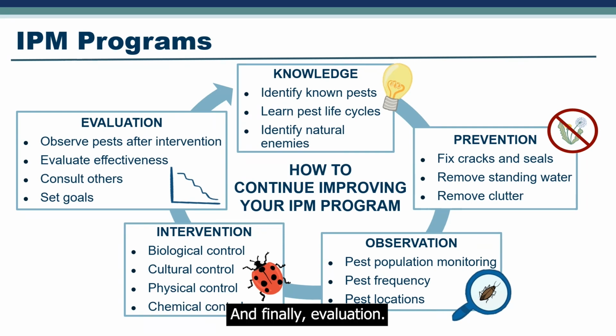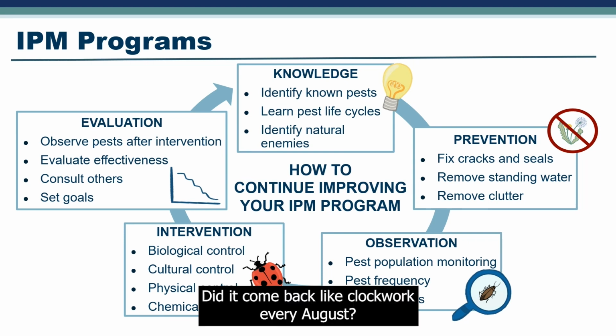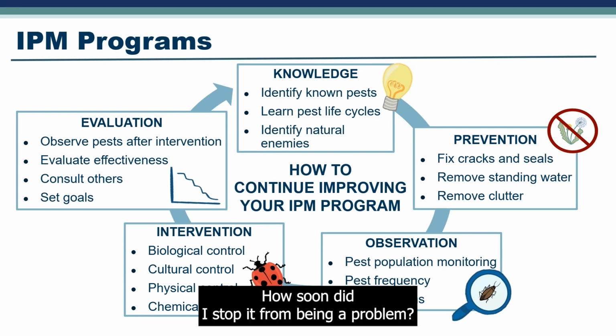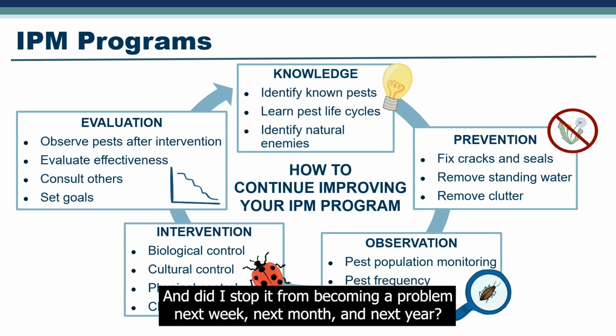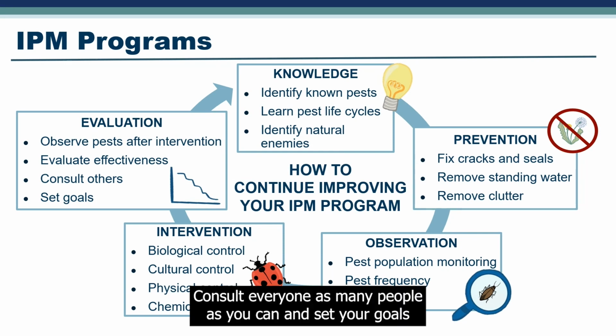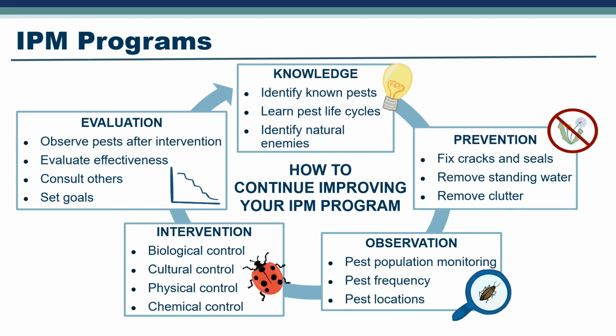And finally, evaluation. Keep looking, keep finding out. Did I make a difference? Did it come back in a week? Did it come back like clockwork every August? Evaluate the effectiveness. How soon did I stop it from being a problem? And did I stop it from becoming a problem next week, next month, and next year? Consult everyone, as many people as you can, and set your goals.